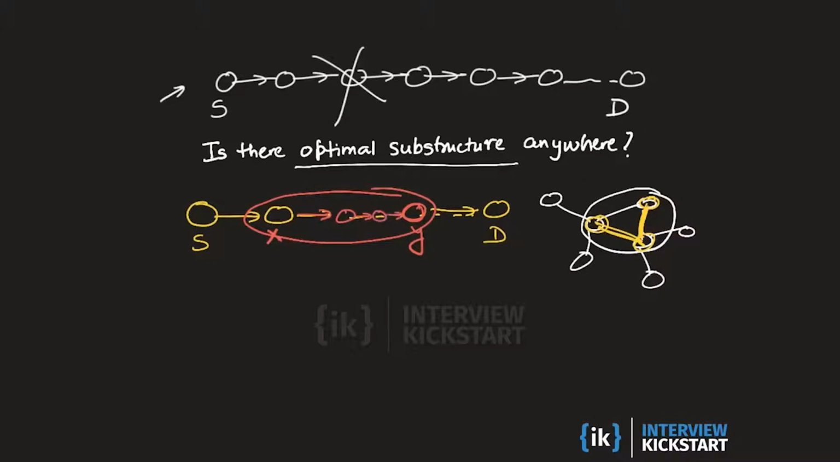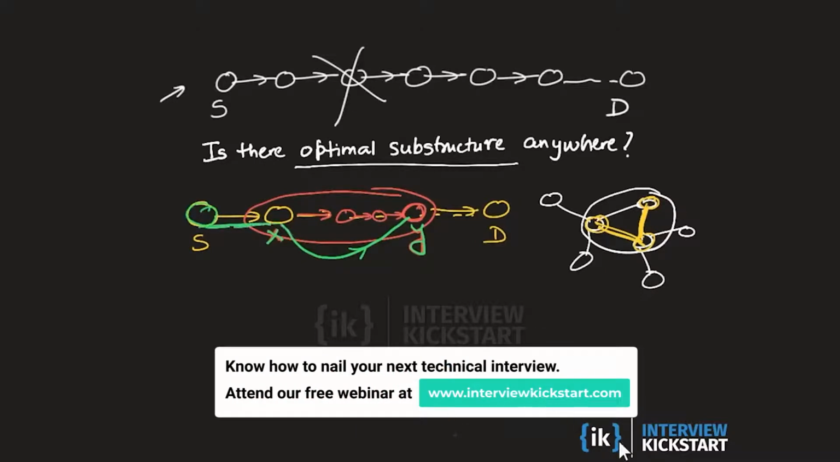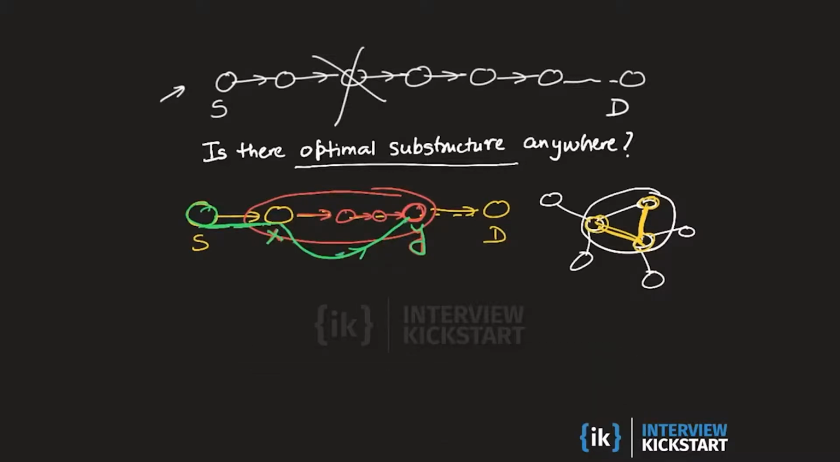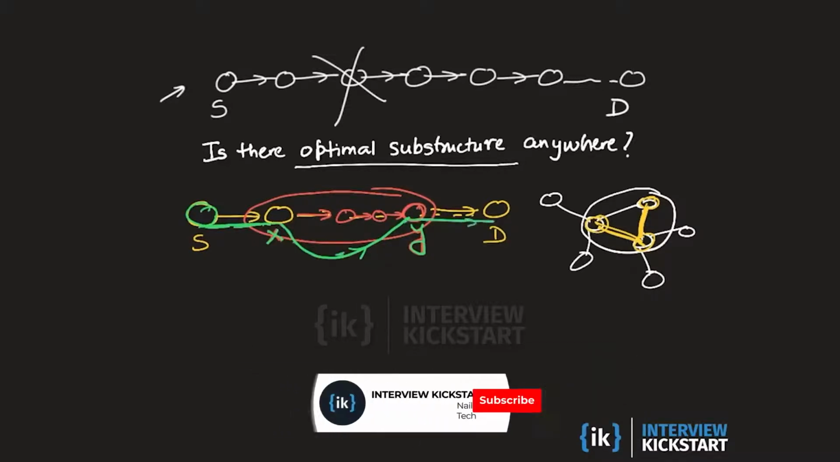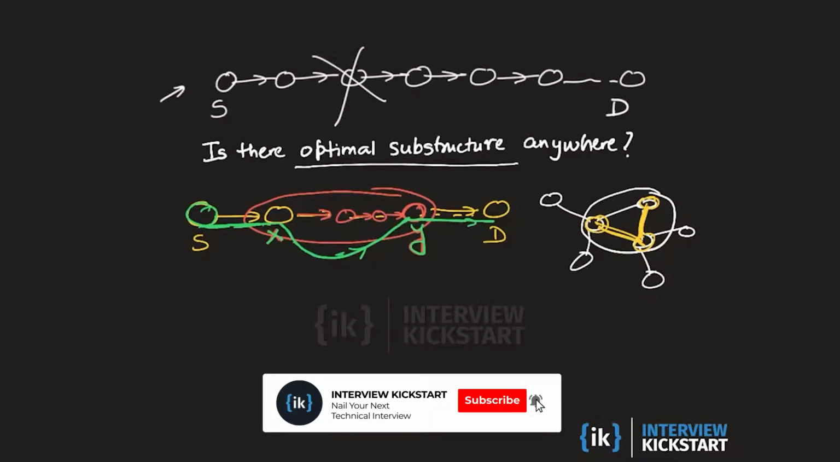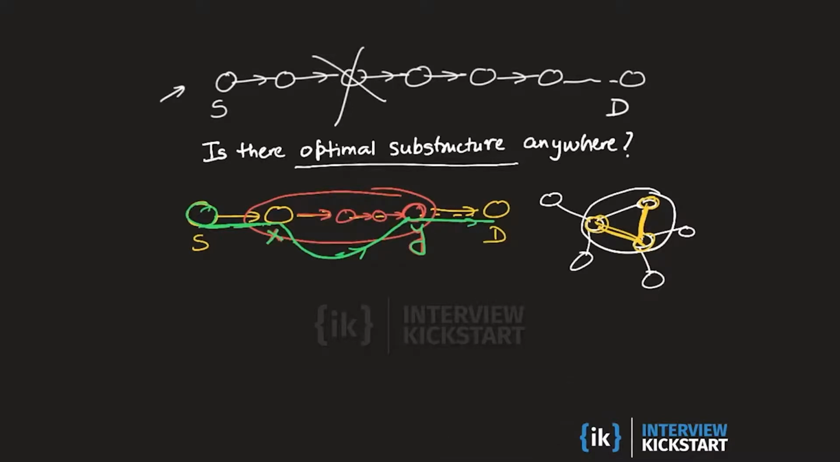If the entire path is optimal from S to D, then it must be the case that this section from X to Y must also be optimal, because if it wasn't optimal, if there was a cheaper way to get from X to Y, then I could start from S, follow this path up to X, follow that cheaper way to get from X to Y, and then continue on till I reach D, and I would have a path that was of a lower cost than the shortest path from S to D, which was given to me at the beginning.